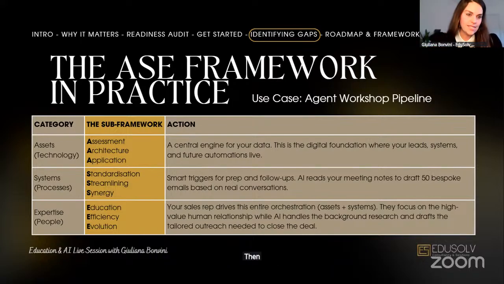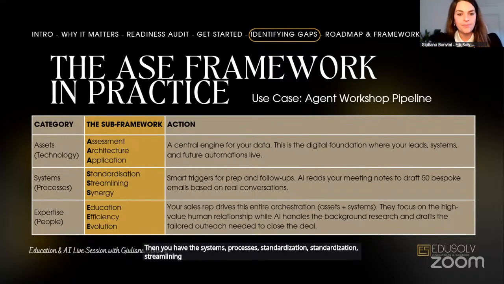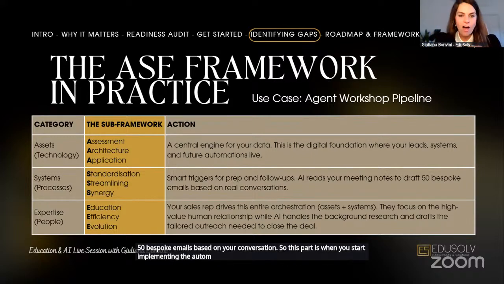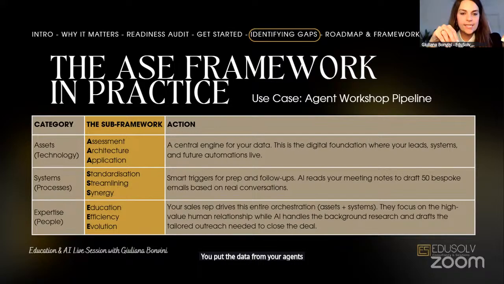Then you have the systems, the processes, standardization, streamlining, and synergies. Yeah, so smart triggers for prep and follow-ups. AI reads your meeting notes to draft 50 bespoke emails based on your conversation. So this part is when you start implementing the automation and AI. So again, when you go to a workshop, you put the data from your agents into your system, and then you need to create systems within the system.